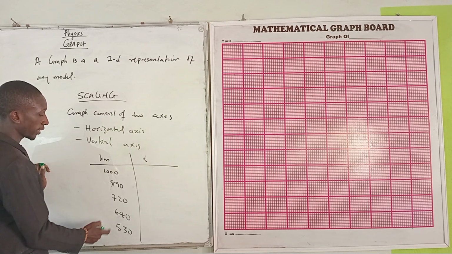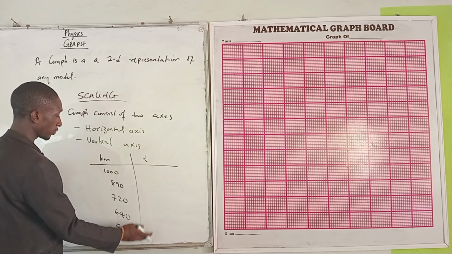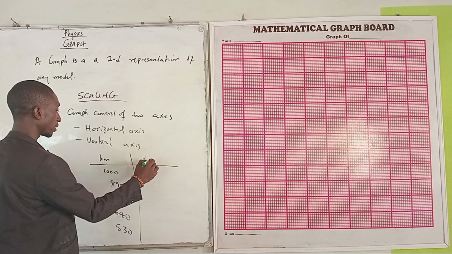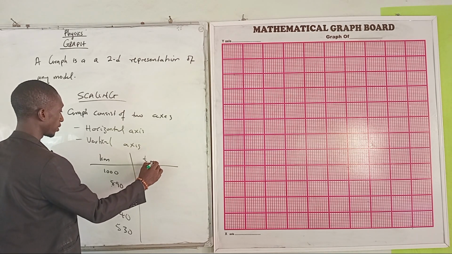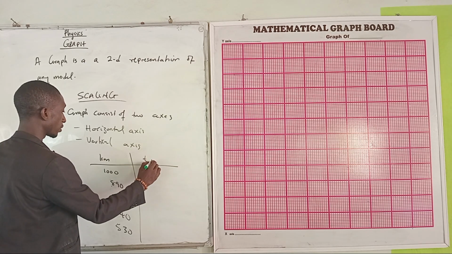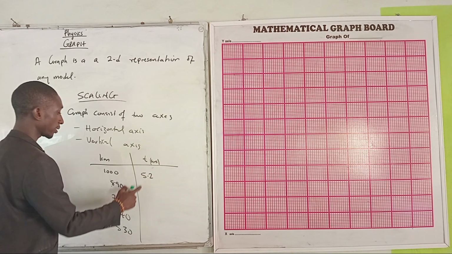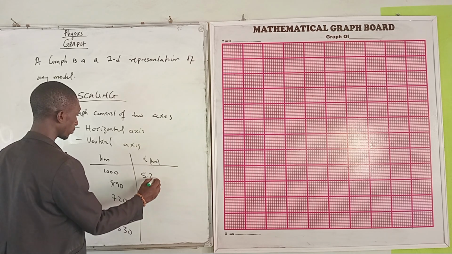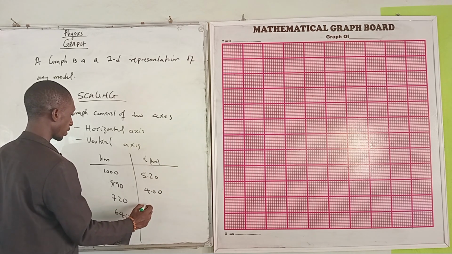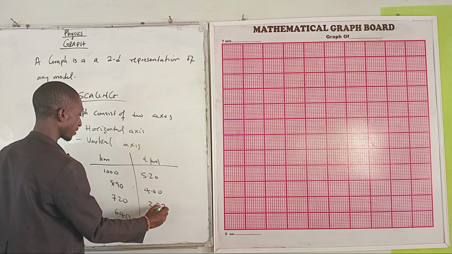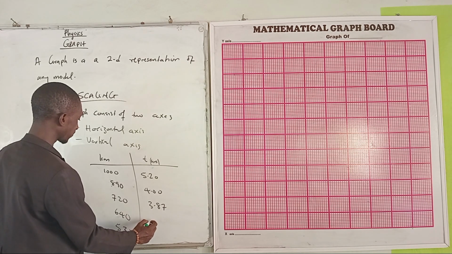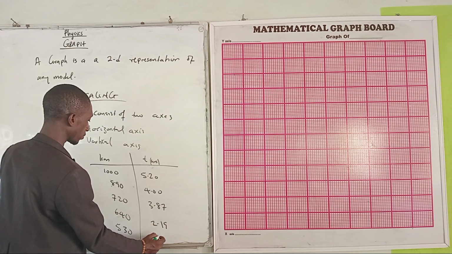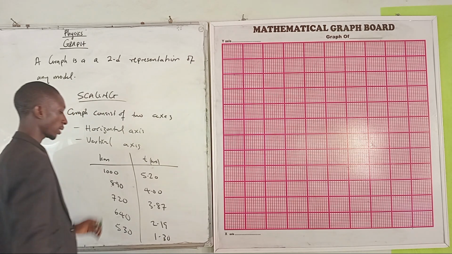1, 2, 3, 4, 5. Let's make use of this. And then between here and here, the highest probably I have here is 5.2. This time is in hours, like so: 5.2 hours, then 4.0 hours, 3.87 hours, 2.19 hours, and 1.30 hours.